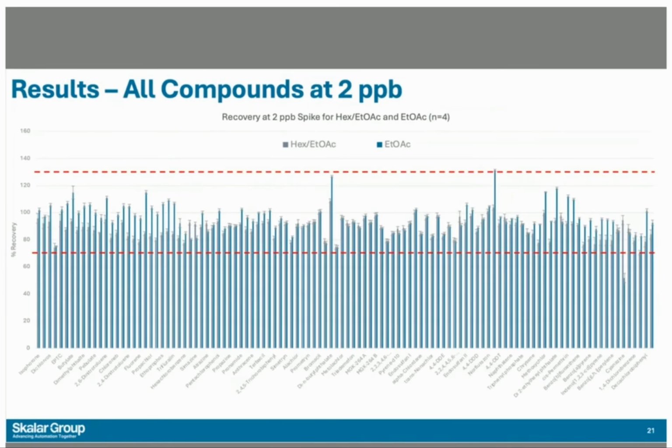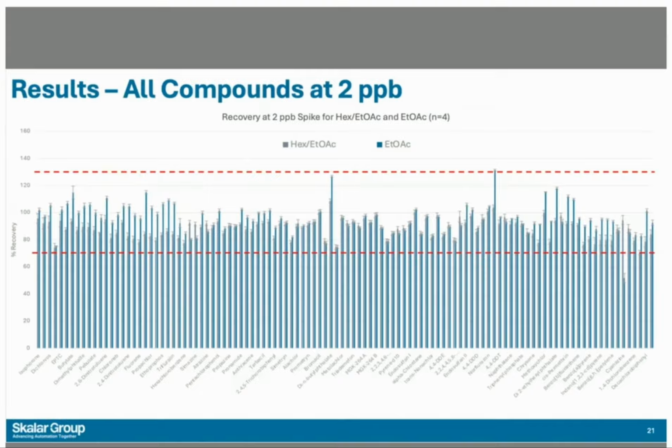And then here we have all the compounds, again, at the 2 ppb level, or the 1 ppb for the PCBs. So it looks quite good overall, of course, at least with the criteria of getting in that range. There is just 1 bar on the right here that's above the threshold.